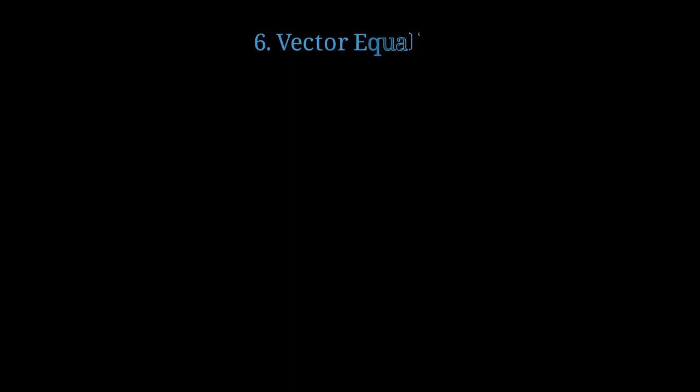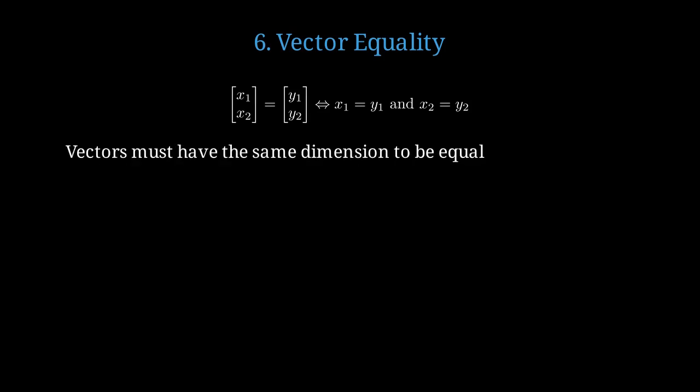2 vectors are equal only if all their components match. Vectors are equal if and only if their corresponding components are equal. We can only compare vectors that have the same number of components.